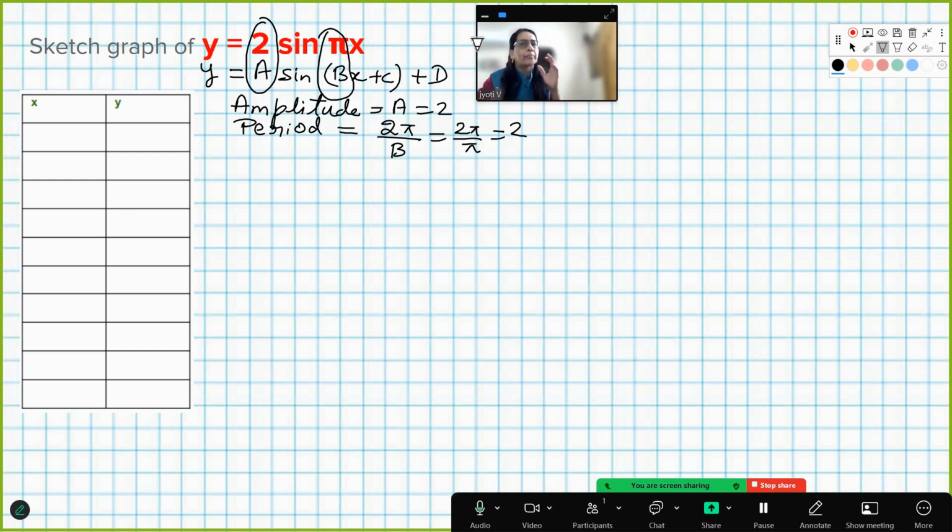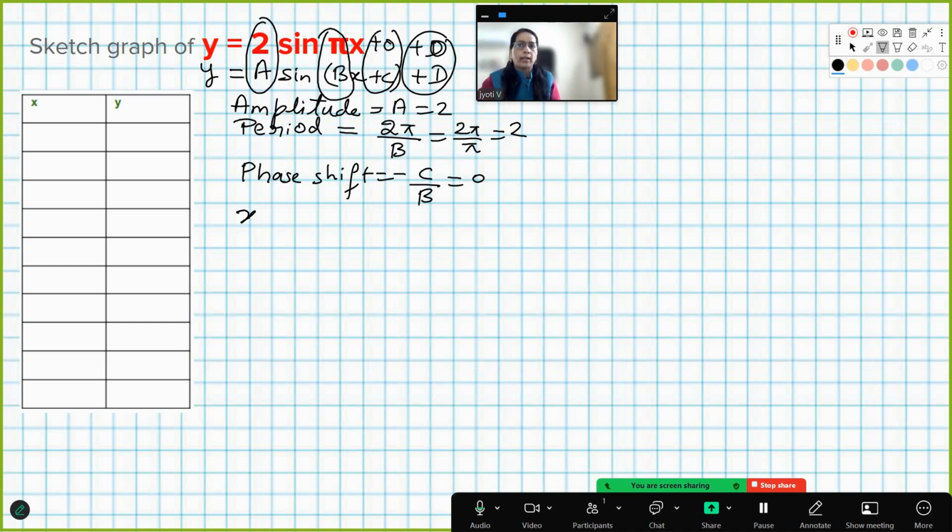The rest will all be replication of this graph. Phase shift. Phase shift is calculated using the formula negative c upon b, and since c is not there, and d is not there, there is no phase shift and there is no vertical shift also. So there is no phase shift. Its meaning is sine graphs originate from the origin. Now also we are going to get it from the origin. So this is the basic information.